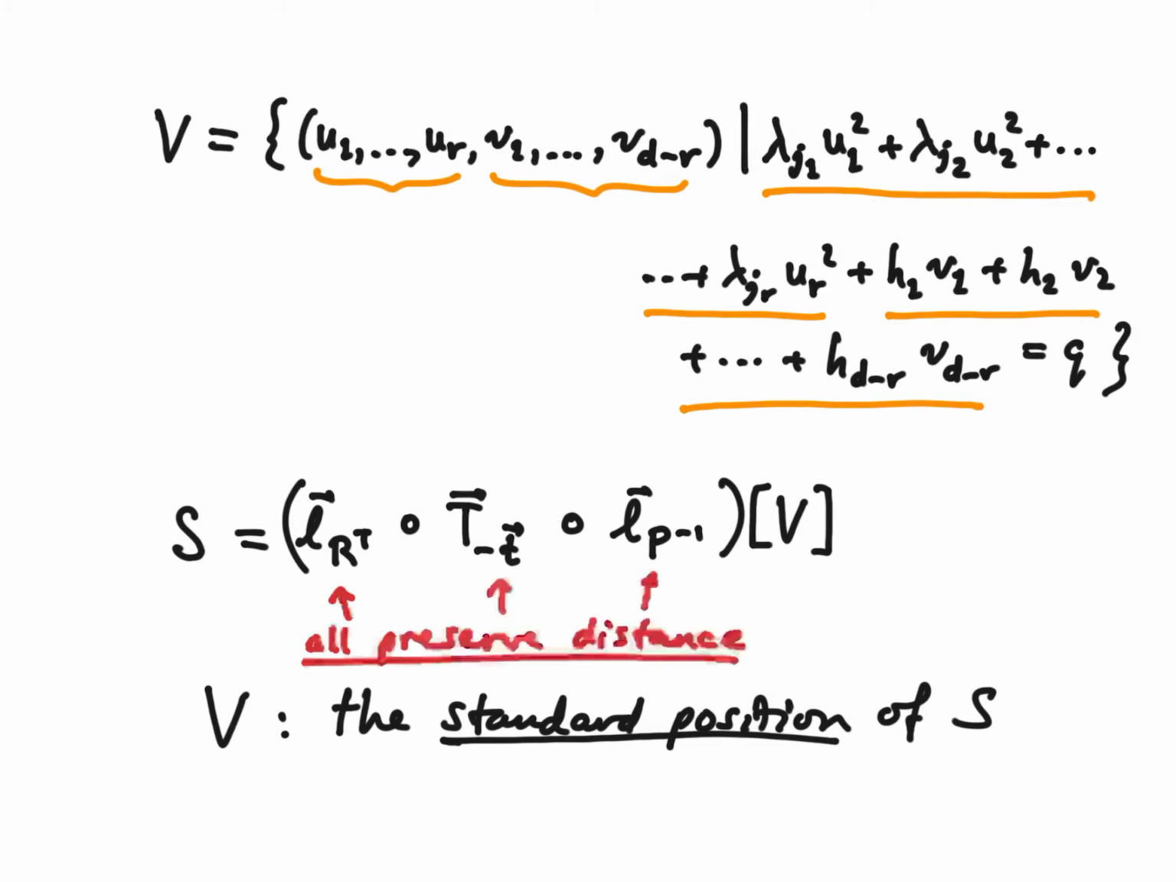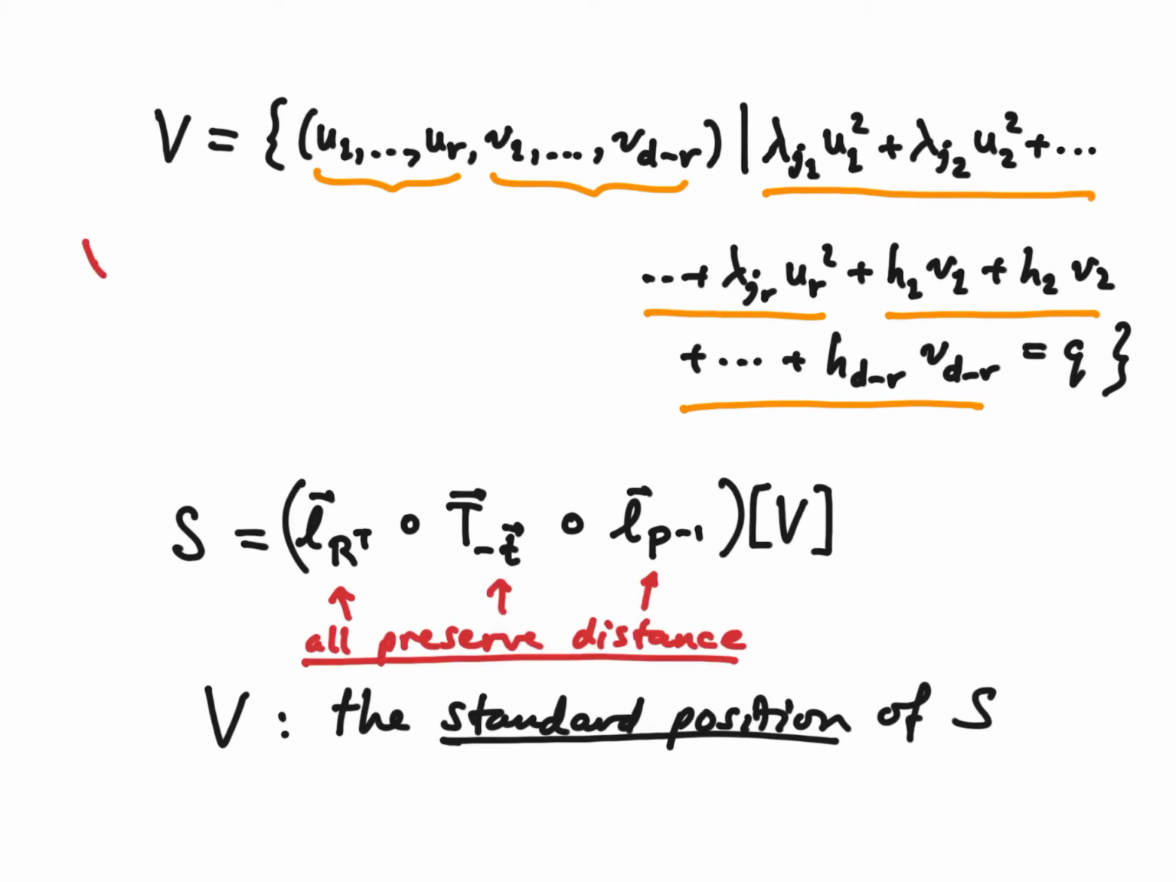So our task is to try to understand the shape of the set S. And by understanding the shape of V, we can do that. V has a particularly simple form, and it's that form that we're going to start using to classify all the different shapes that are possible. Let's make sure we understand that in V here, all the quadratic coefficients are non-zero by construction. Every single quadratic coefficient is non-zero. However, the linear coefficients, h1, h2, up to h d minus r, may or may not be zero. So you see that there are different possibilities.